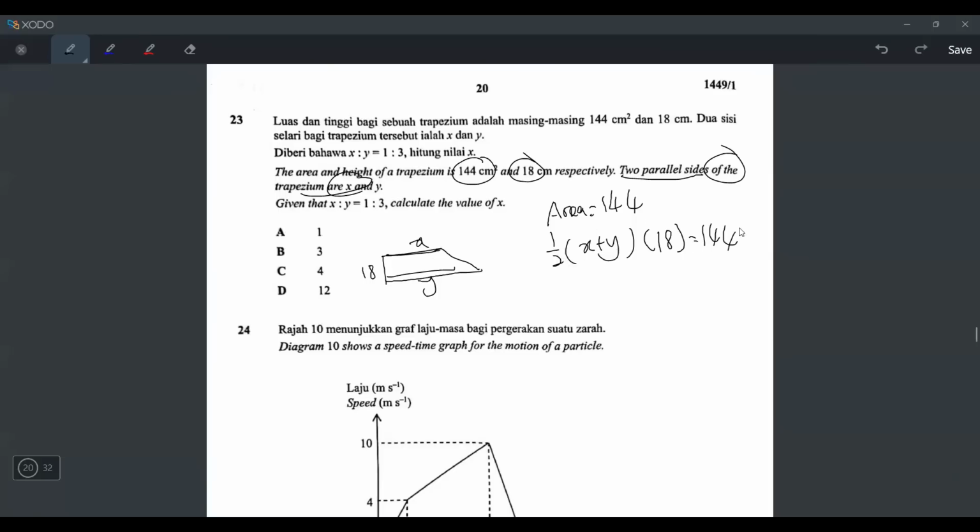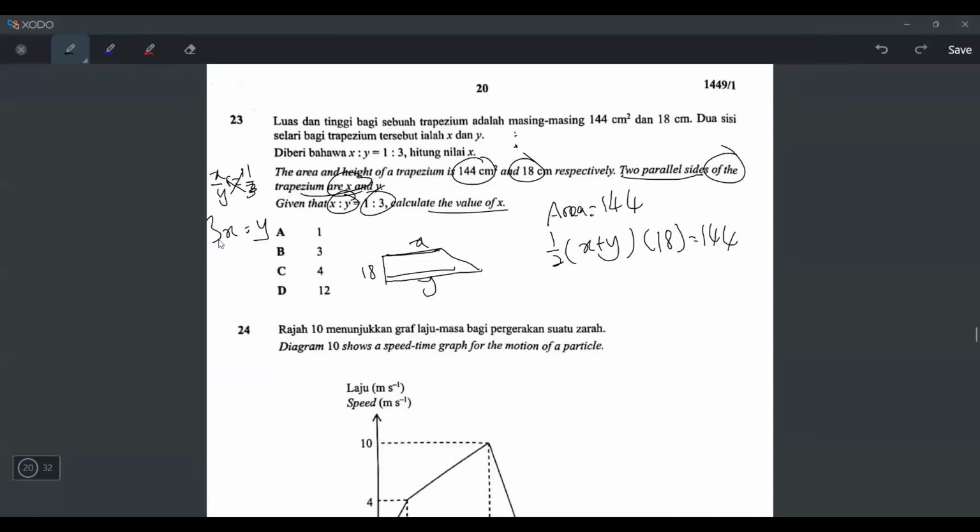So x plus y, 18, 144. And then they say x ratio y is 1:3, calculate value of x. If x ratio y is 1/3, means x over y is 1/3. Remember this, you can always change the nisbah punya symbol, the ratio punya sign, to fraction. And why I change to fraction? So that I can darab silang lah. So when I darab silang, I will get y equals to 3x.